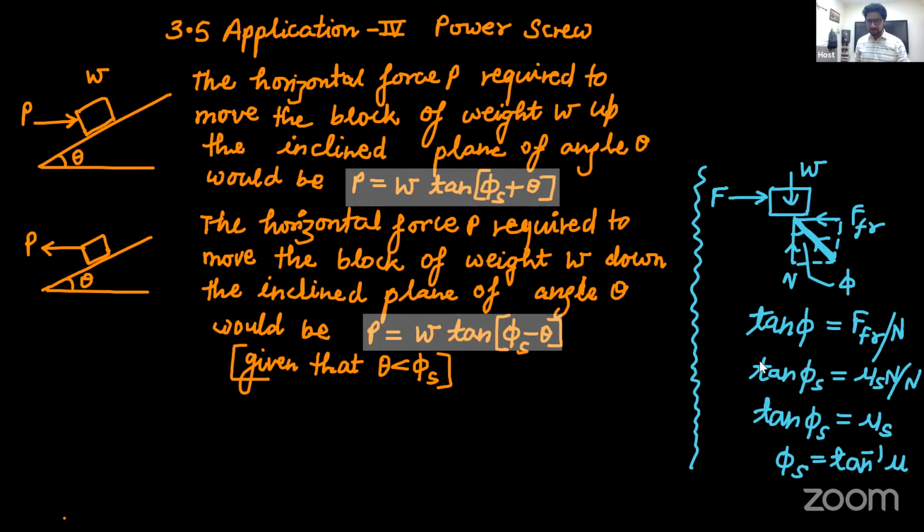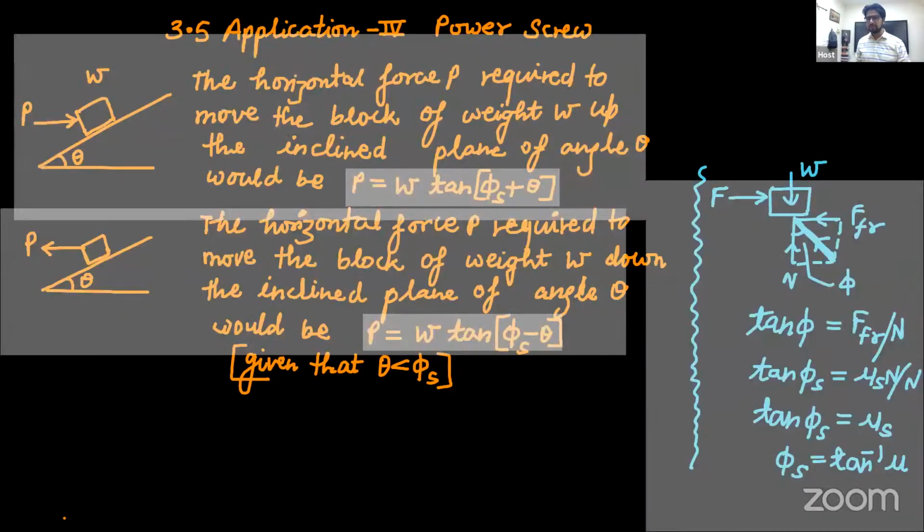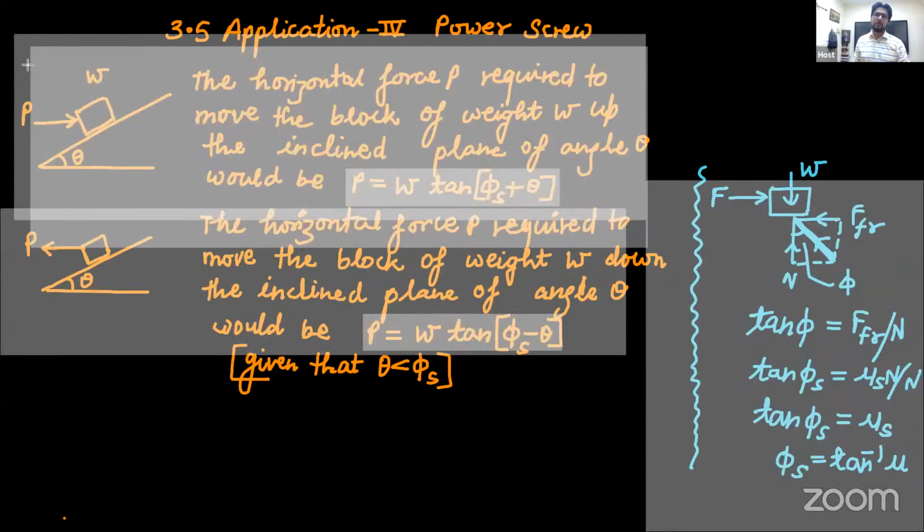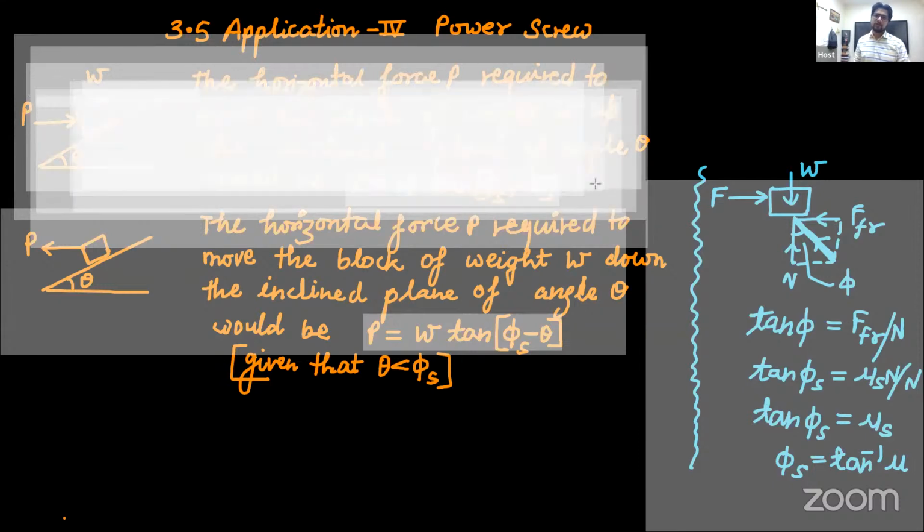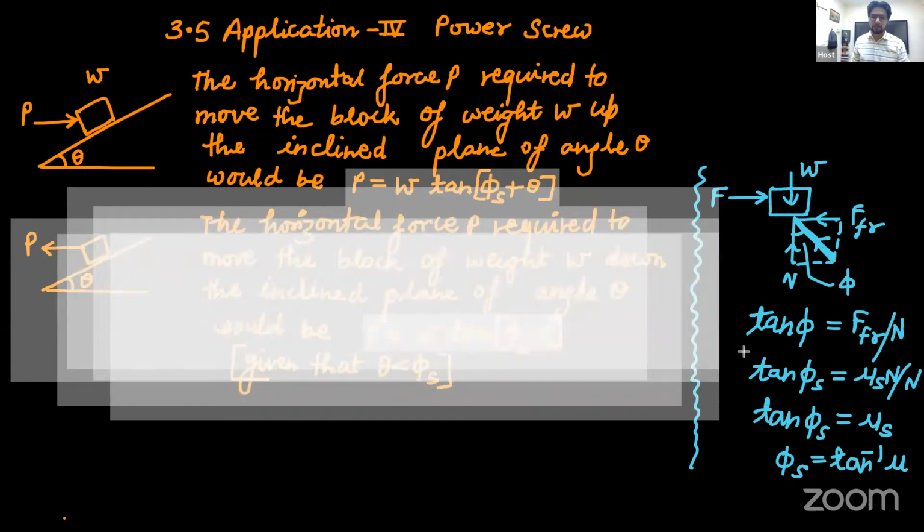Now, my dear friends, once we are done with these two things, we are absolutely ready to study power screw. So give me a green signal that yes, now we understand these three things. Number one, the horizontal force P required to move the block up an inclined plane of angle theta is W tan(phi s plus theta). Number two, the horizontal force required to move the block of weight W down the inclined plane of angle theta would be W tan(phi s minus theta).